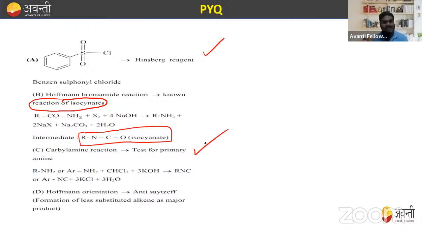Hofmann's orientation means anti-Saytzeff, formation of the less substituted alkene as a major product, right? That is just the reverse of the Saytzeff rule. Because according to the Saytzeff rule, the major product is the more substituted alkene. So here anti-Saytzeff means formation of the less substituted alkene as a major product. I hope it is clear, and it's very important. In this question, we learned two new things: what the reaction of isocyanate is and the intermediate formed in this reaction, right?